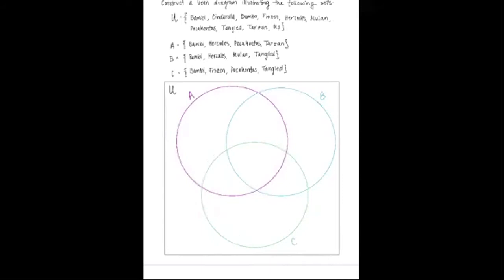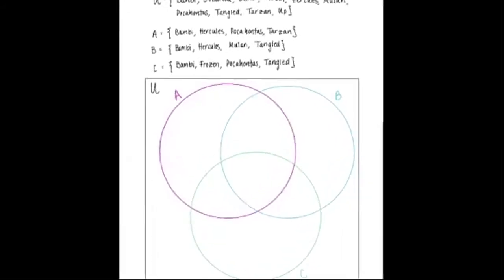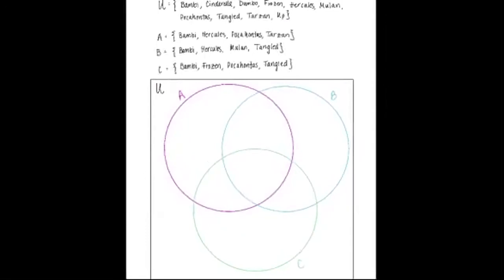So we want to start with the elements that all of these have in common. I can zoom in a tad bit. And so if we look, good old Bambi is in all of these sets. That tells us Bambi should go right here, smack dab in the middle, as that is the only movie that's in common to all 3 of these sets. And so I'm also going to cross that out of my universal set since I've gone ahead and used it. Okay.